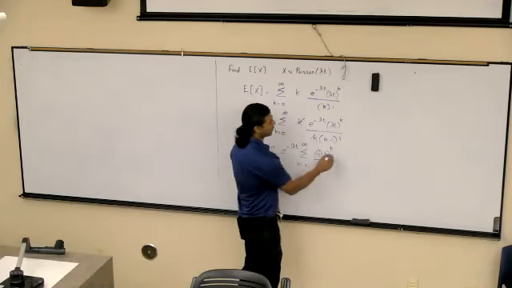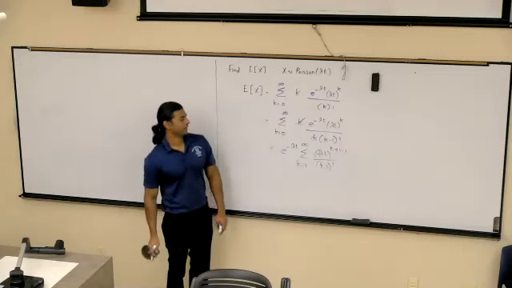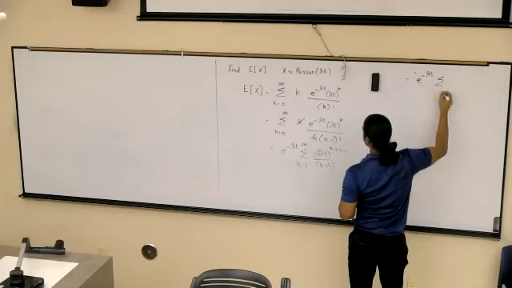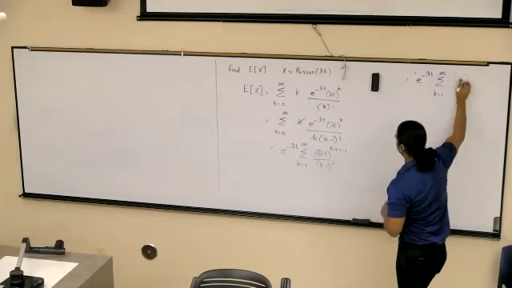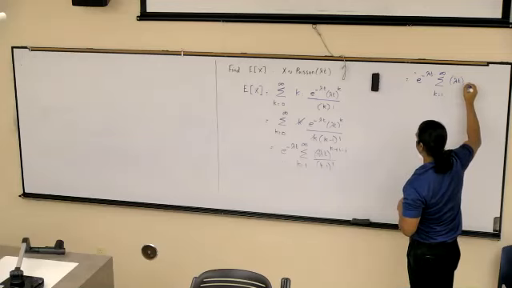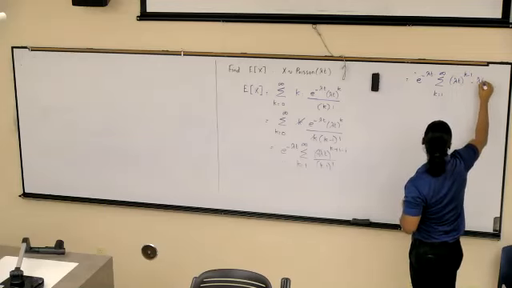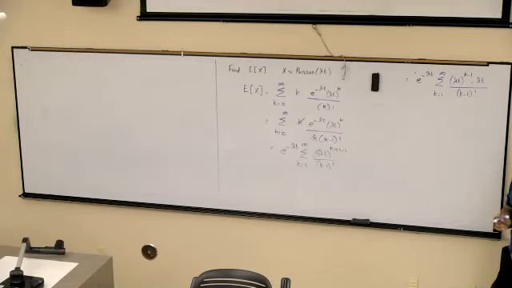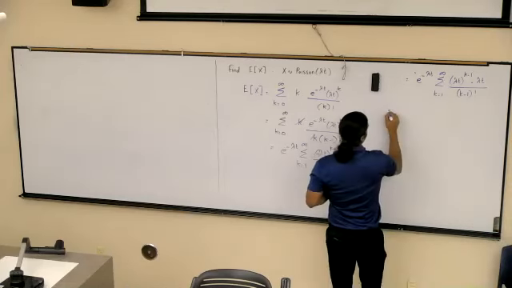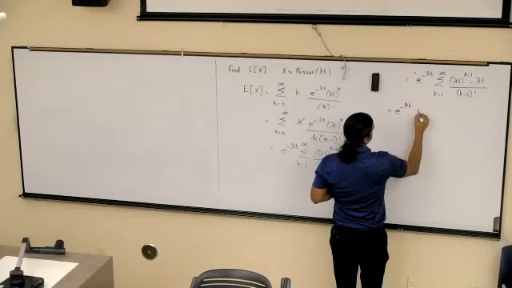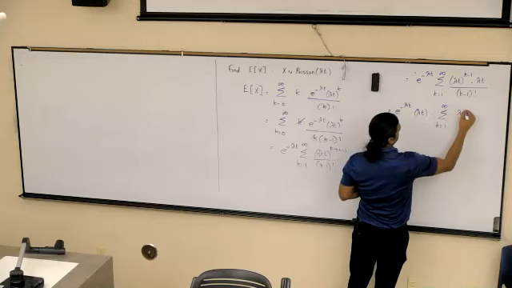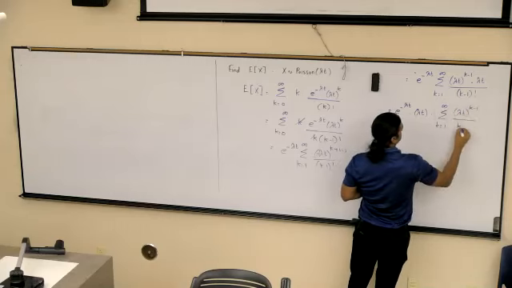But when I do the trick of adding 1 and subtracting 1, I will have e raised minus lambda t, sum k equals 1 to infinity, lambda t raised k minus 1 times lambda t. Correct. So lambda t can come out now. So e raised minus lambda t times lambda t times sum k equals 1 to infinity, lambda t raised k minus 1 over k minus 1 factorial.